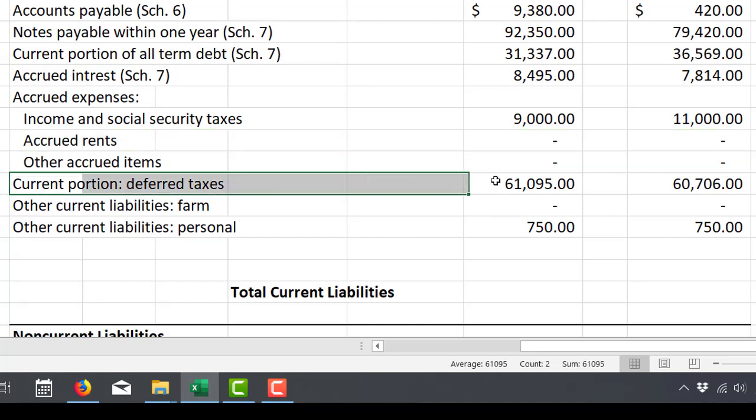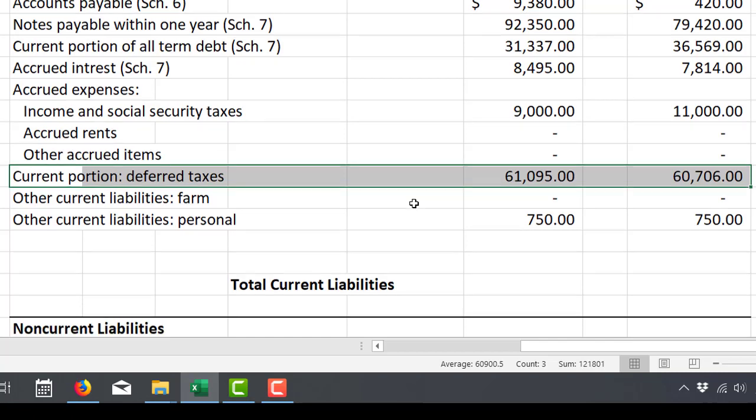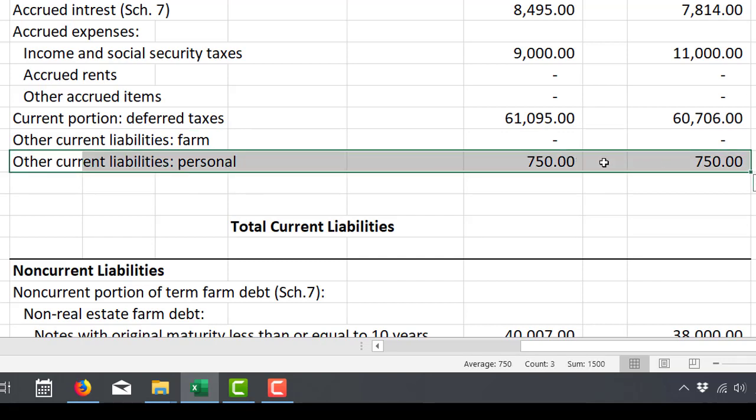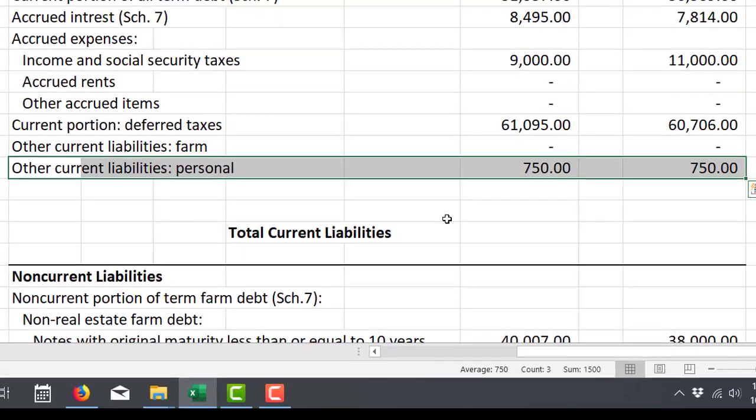Current portion of deferred taxes. So these are taxes that you have to pay that have been pushed off into the future. They've been deferred. And then we have other liabilities for the farm and personal liabilities. Again, we oftentimes intermingle the farm finance and the farm household finance. And that's our total current liabilities.